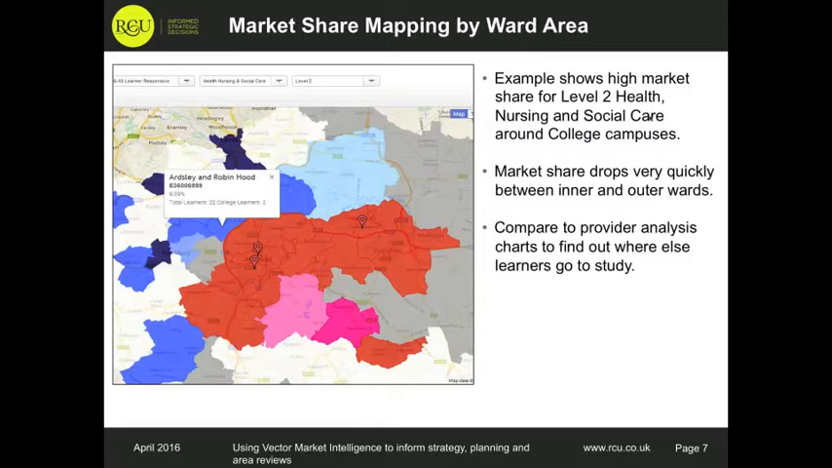But what that also shows is how quickly that market share drops from being red where it's highest, maybe above 40 or 50%, to blue where it's probably about 5 or 10%.